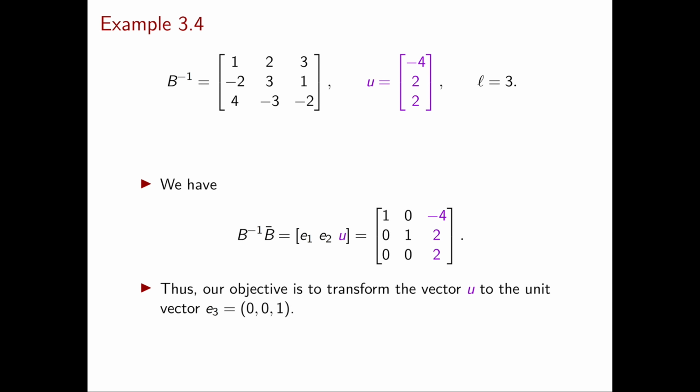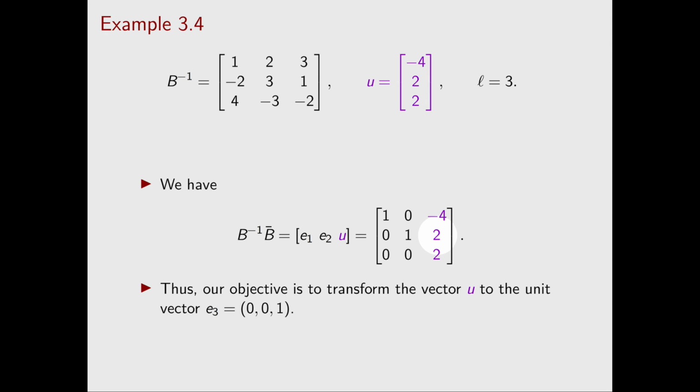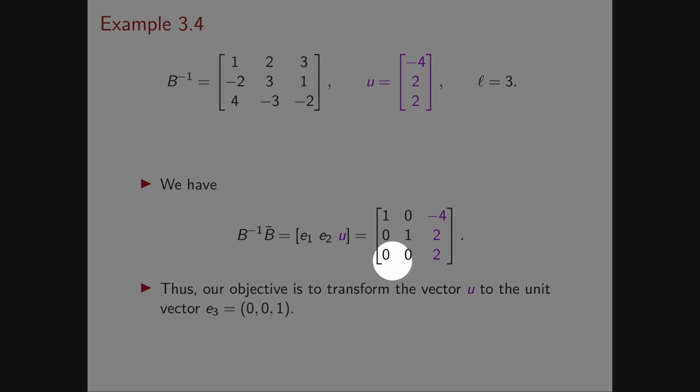Next, we want to replace the minus 4 with the 0. To do that, we simply need to pick the third row, multiplied by 2 and added to the first row. Next, we want to replace this 2 by a 0. In order to do that, we multiply the third row by minus 1 and add it to the second row. Finally, we want to replace this 2 by a 1, and everything we need to do is divide this row by 2.